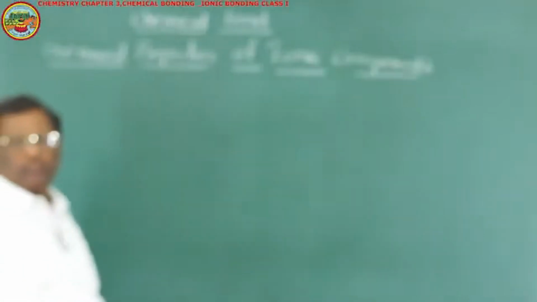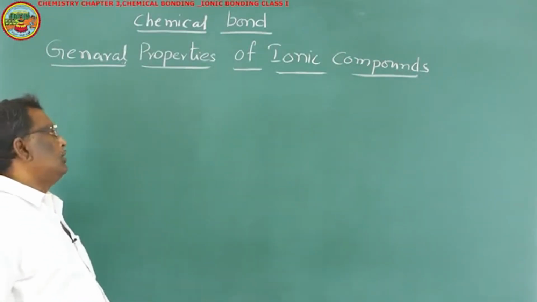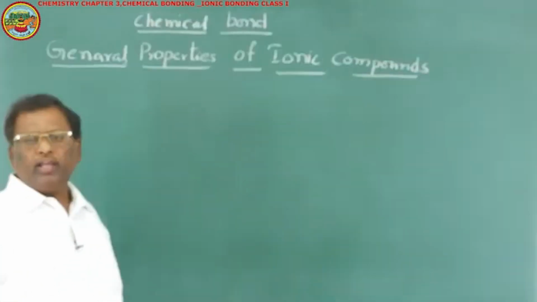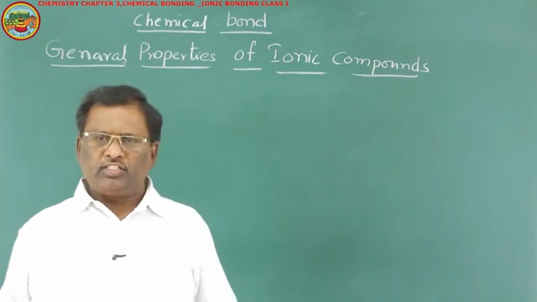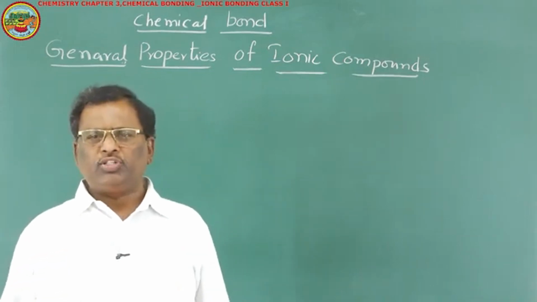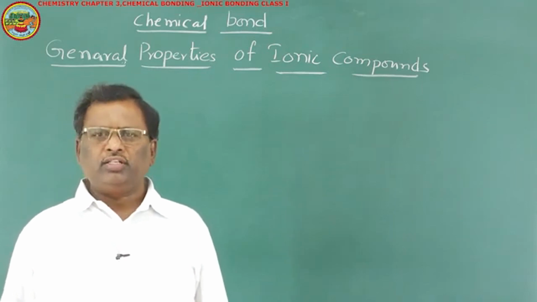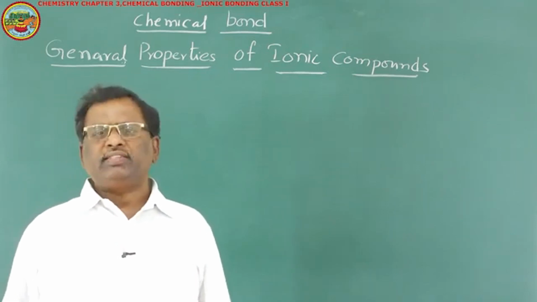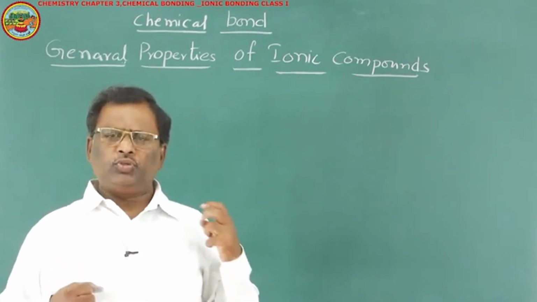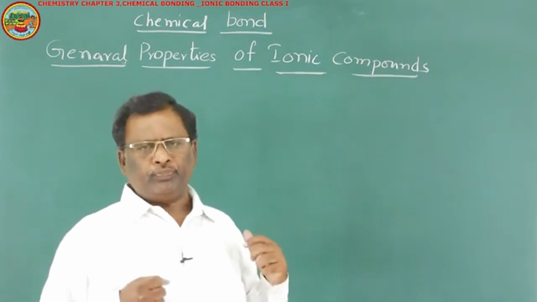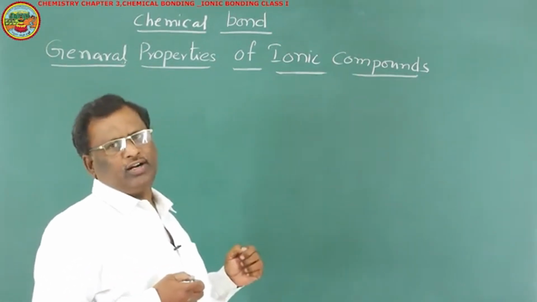Ionic compounds. General properties of ionic compounds. Generally, an ionic bond is a strong bond. The force of attraction which binds the oppositely charged ions is the electrostatic force of attraction. So it is a strong bond. It strongly binds the oppositely charged species together. Moreover, this bond is a non-directional bond.